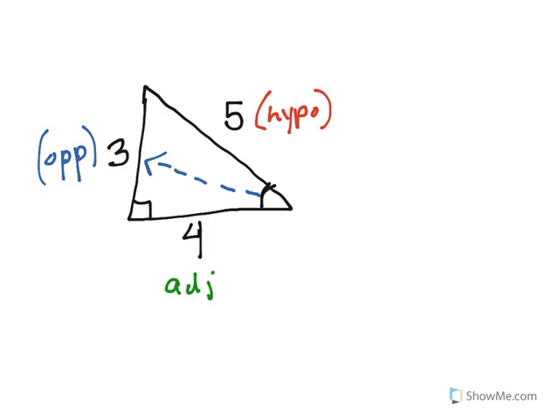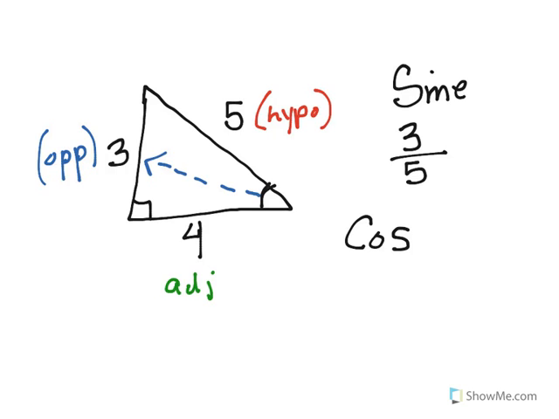So, if I looked at that angle and I wanted to know sine, the ratio for sine is opposite over hypotenuse. So you will give me a fraction of 3/5. For cosine, you will give me a ratio of adjacent over hypotenuse. And that ratio would be 4/5. And then tangent will be opposite over adjacent. And that would be 3/4. So in the next couple days we're going to be working with these ratios.